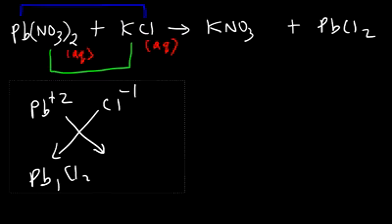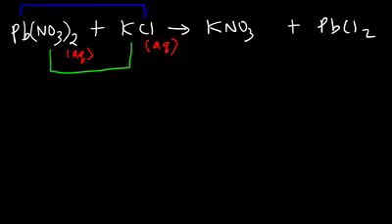Now we need to write the phases of the products. Potassium nitrate, is it soluble or insoluble? Hopefully you're familiar with your solubility rules. Nitrates are always soluble, so therefore this is going to be an aqueous phase. Now what about lead-2 chloride? Does that dissolve in water, or is it insoluble in water? Lead-2 chloride is insoluble. The halides, chloride, bromide, iodide, are soluble with everything except lead, silver, and mercury. So what we have here is a solid product.